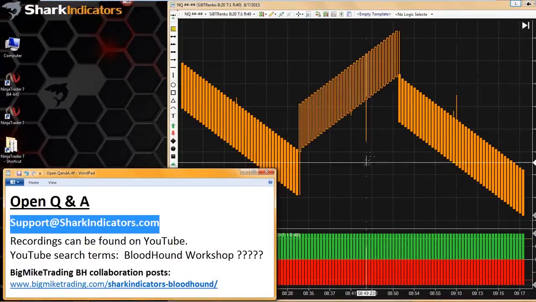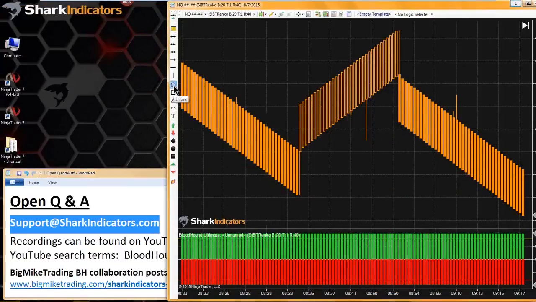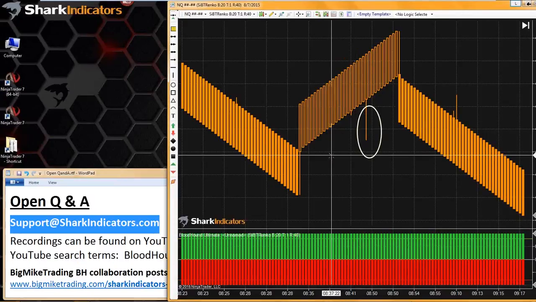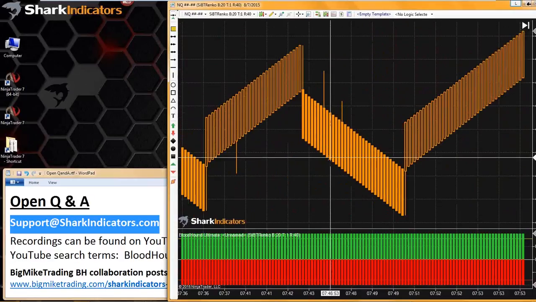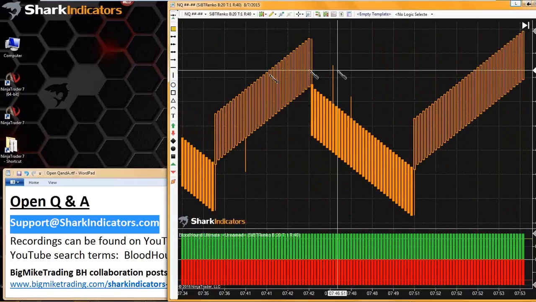So let me minimize that, and I've already got a chart set up here. It looks like we've got a nice long wick there to work with. Let's see if there's any others. Okay, here's a couple more.